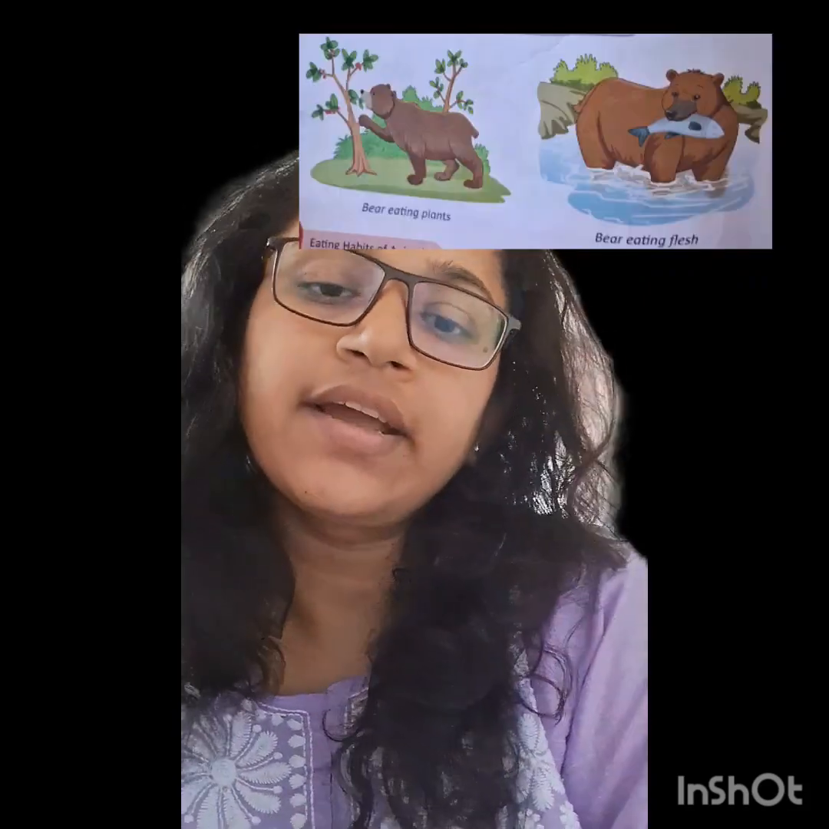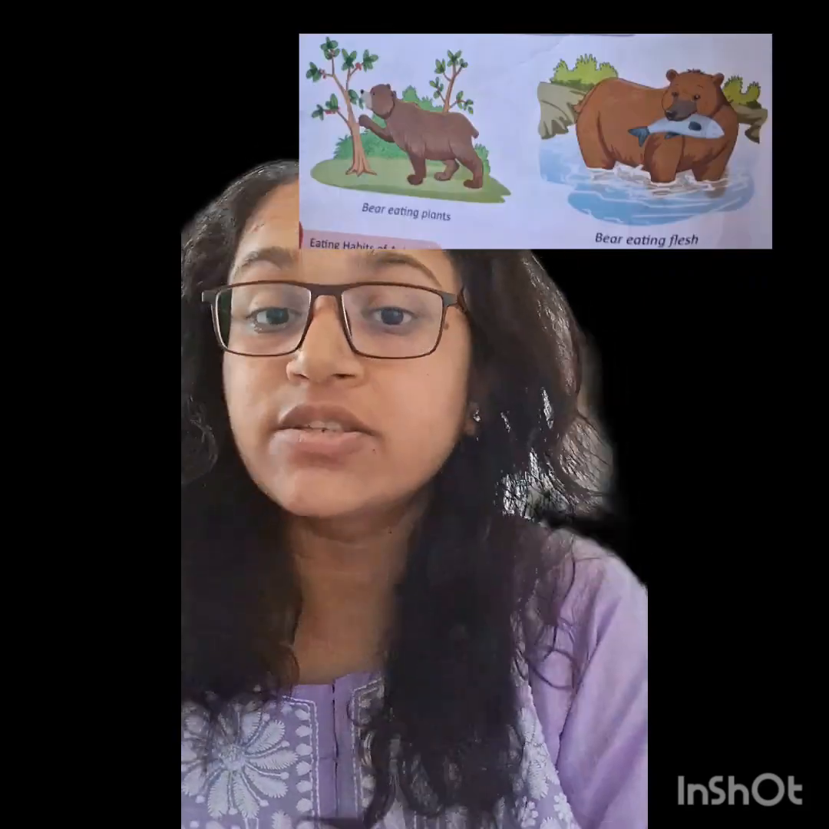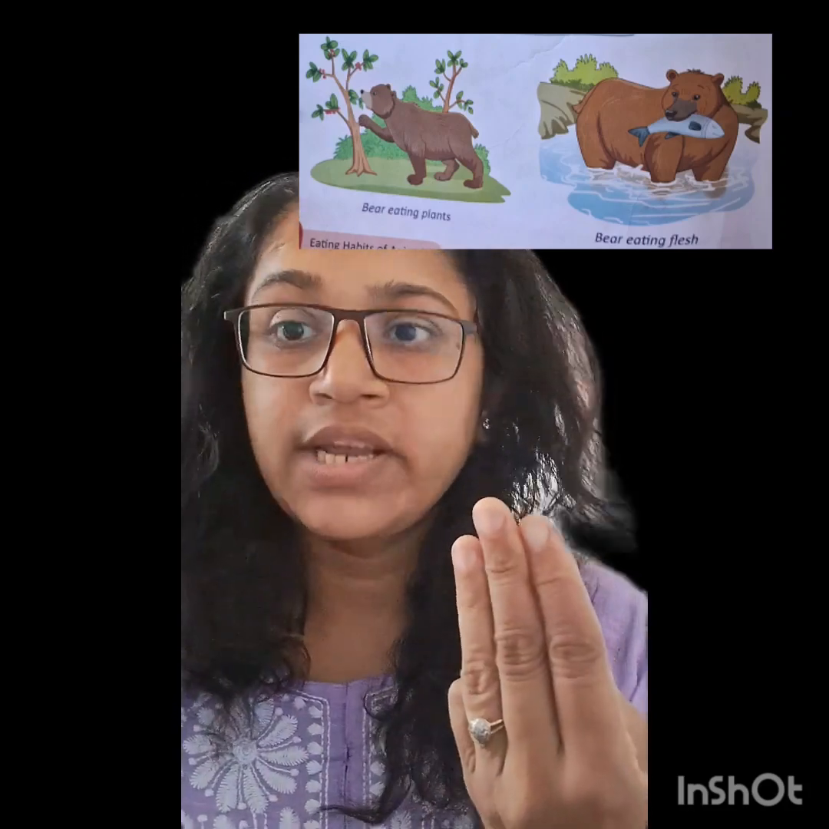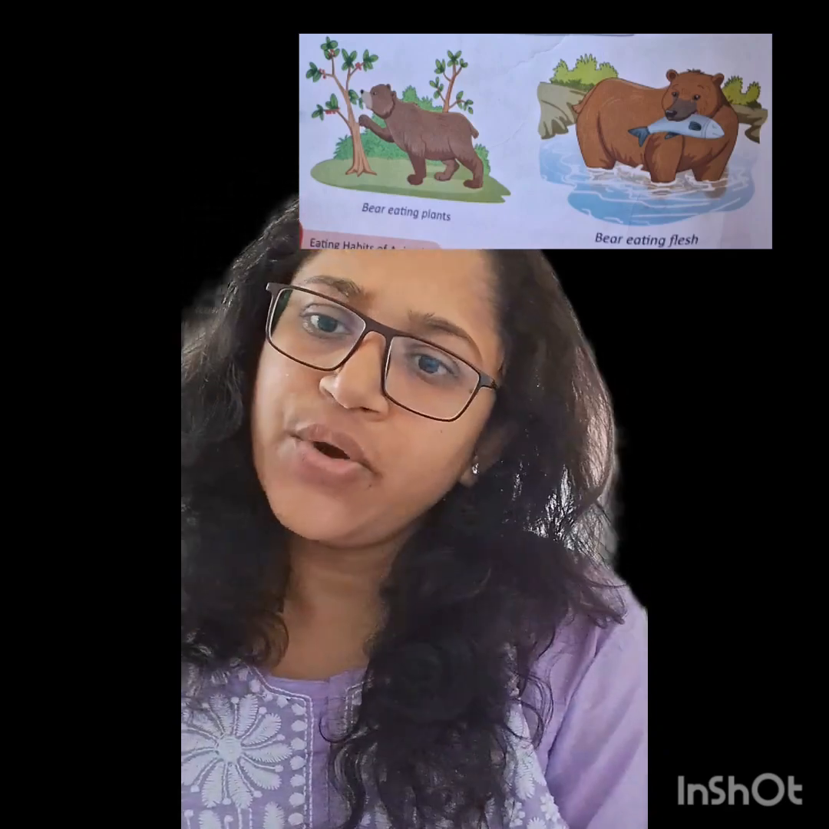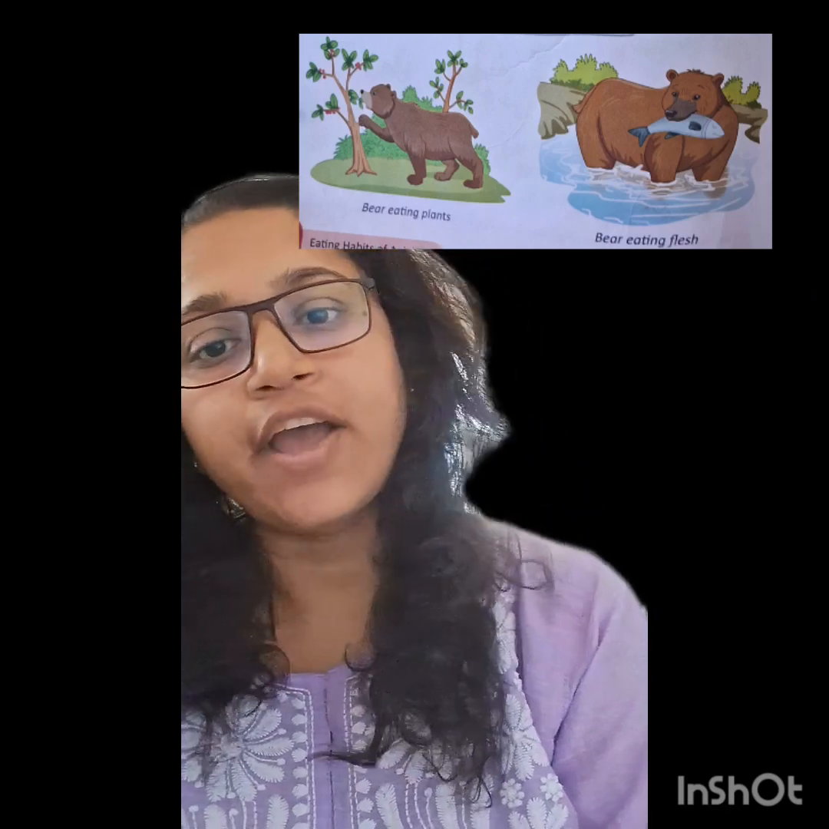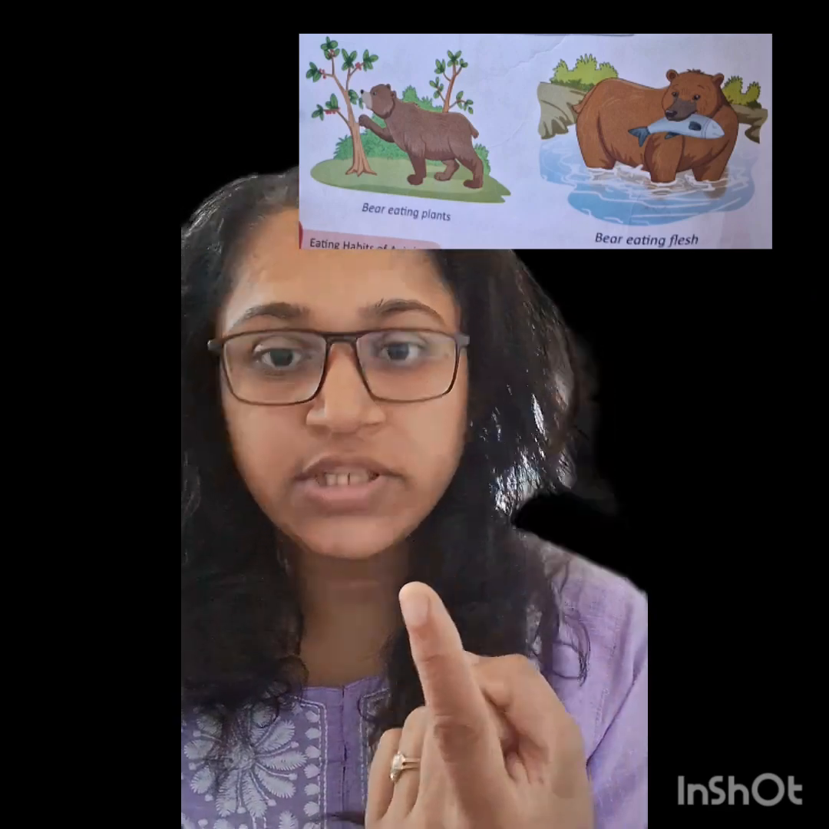Now, let's see animals who eat plants and flesh of other animals, what are they called. Okay, animals such as ostrich, crow, deer, all eat flesh as well as plants, so they are known as omnivorous animals. Okay, so what will be the definition? Animals that eat plants as well as flesh of other animals are known as omnivorous animals. Okay, I hope you have clear herbivorous animals, carnivorous animals, and omnivorous animals.